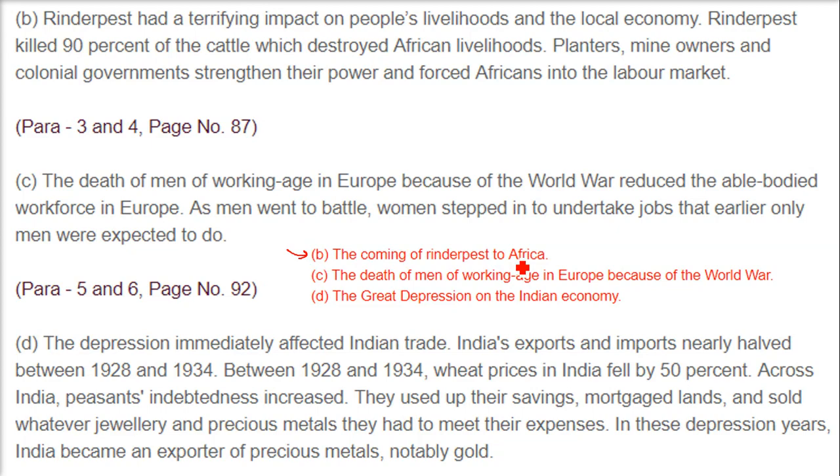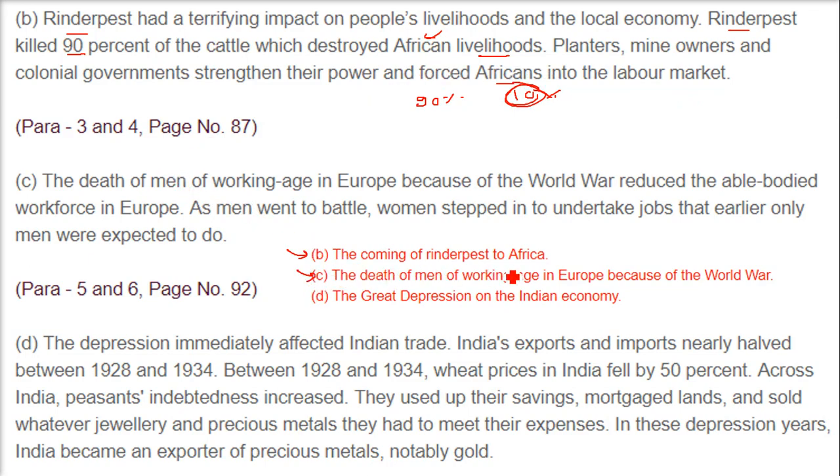Now, the coming of rinderpest to Africa. Rinderpest had a terrifying impact. It's a disease of animals, so it had terrifying impacts on people's livelihood and the local economy. This rinderpest killed 90% of the cattle, which destroyed African livelihoods, because Africans were entirely dependent on their cattle and livestock. So planters, mine owners and colonial governments strengthened their power and forced Africans into the labor market, because 90% were dead and the remaining 10% the Europeans just grabbed. Now Africans were left with no livestock, so they had to work.